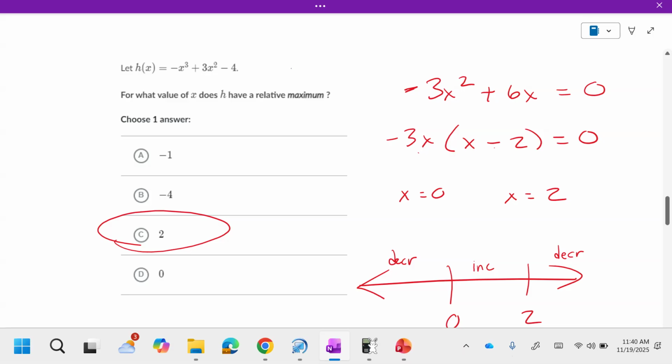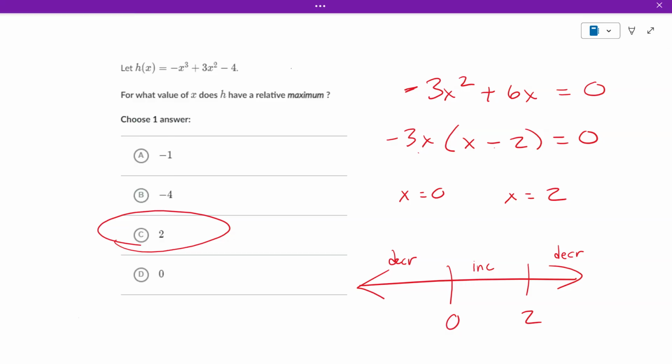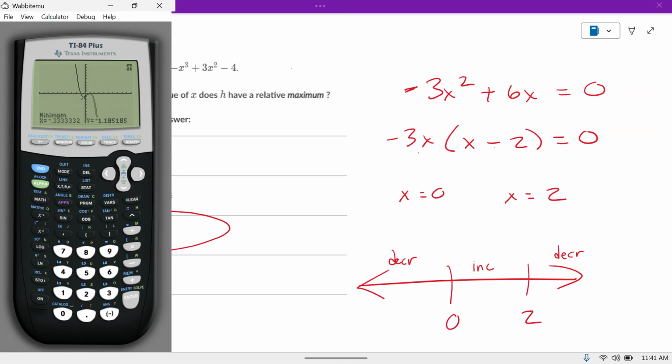If I graphed it, this is how I graph it, John. I would say y equals, clear. I go negative x raised to the third power, slide over, plus 3x squared minus 4, graph. Okay, it goes down, up, and then down. The max would be right at 2.